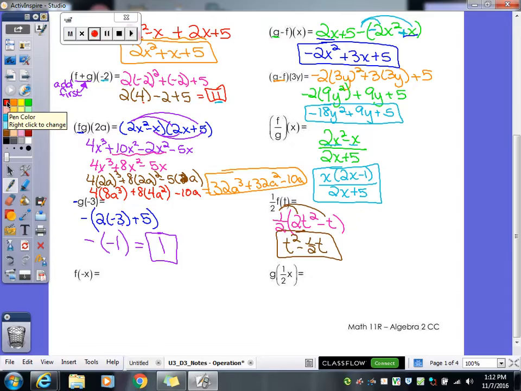So our next one, what are we plugging in? Negative x. So I'm going to have 2 times negative x squared minus a negative x.